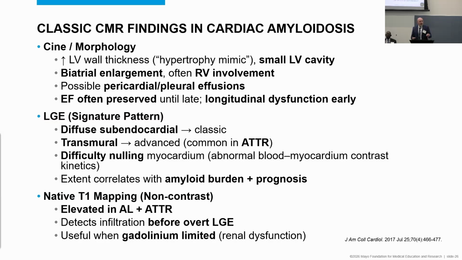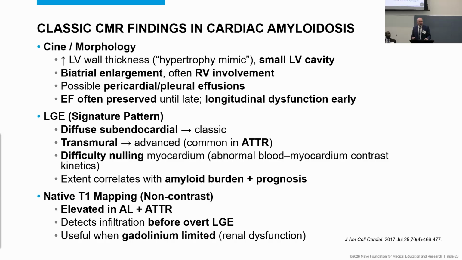Late gadolinium enhancement, we often talk about this diffuse subendocardial pattern, and I'm going to have some images. You can have transmural enhancement. Again, this is more common with TTR. We often have difficulty nulling. Nulling is when we try to make the myocardium appear black on the MRI, and we have a hard time making the myocardium appear black with our sequences, and this has to do with the abnormal wash-in, wash-out kinetics with the cardiac amyloid deposition in the myocardium.